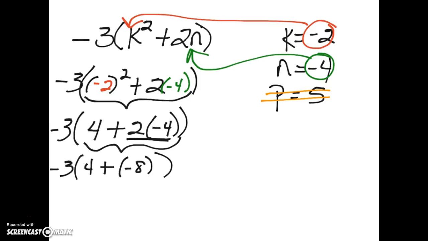And now we're finally ready to solve these parentheses. We're doing 4 plus -8, which is going to give us -4. And we have to multiply that times -3. So -3 times -4 is going to be +12. And this is our final answer.